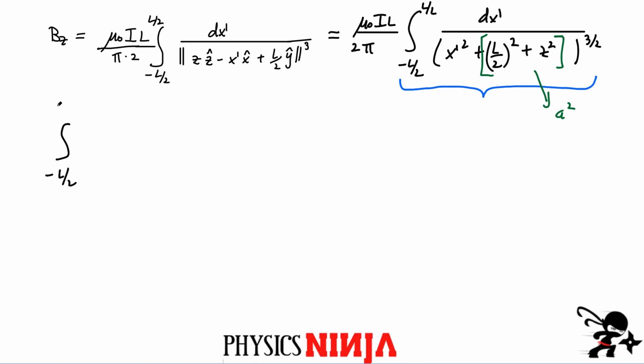So really the integral that we're trying to solve is this one: minus L over 2 to L over 2 dx prime over x prime squared plus a squared, all to the 3 halves. If you can't find this in an integral table, what I would suggest is just doing some trigonometric substitution.